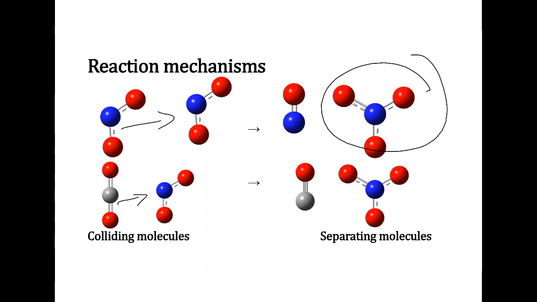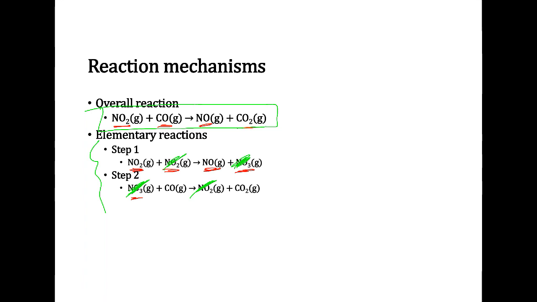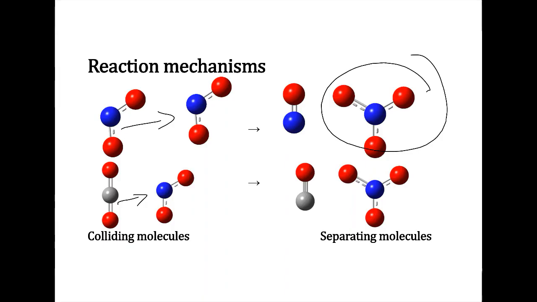And then this should be, let's see, that should be NO on this side. I think I made a mistake. Yeah, that should be NO instead of NO3. So there should be another oxygen here. All right. But we're just talking about reactants colliding together and then products separating apart.